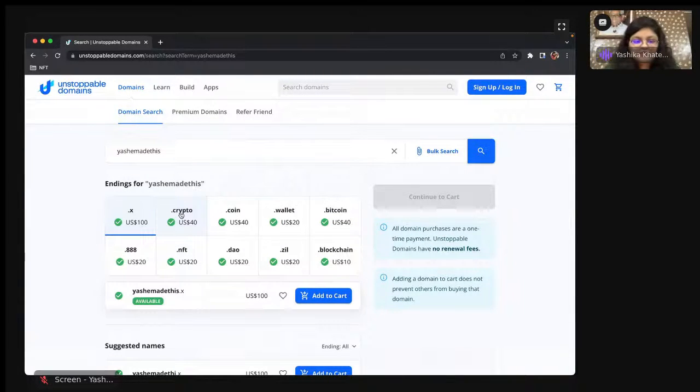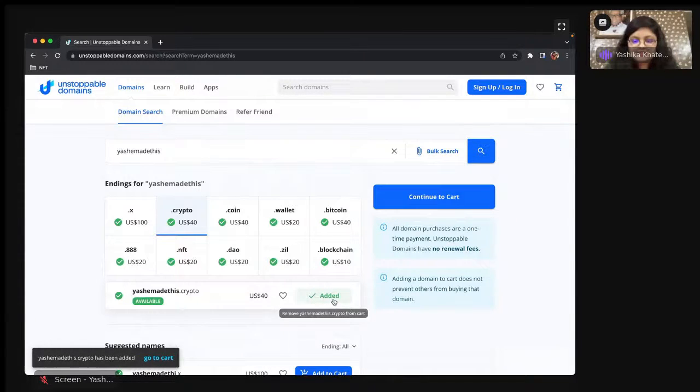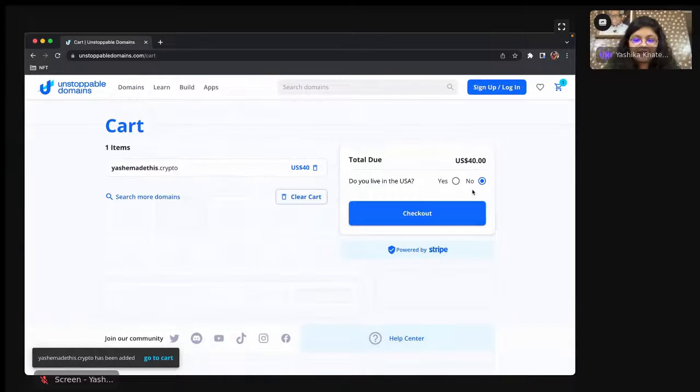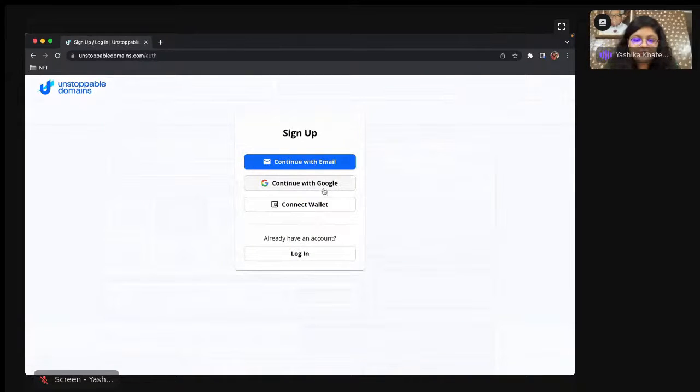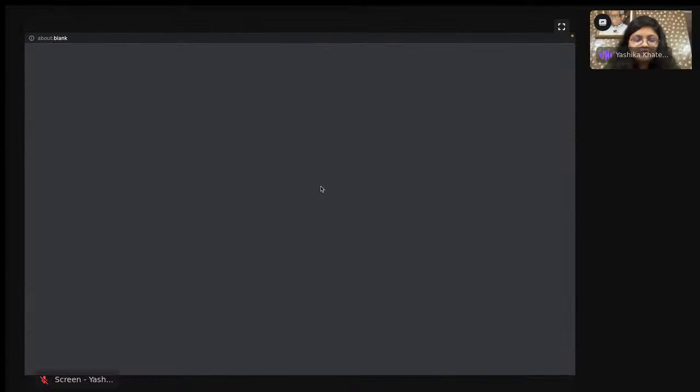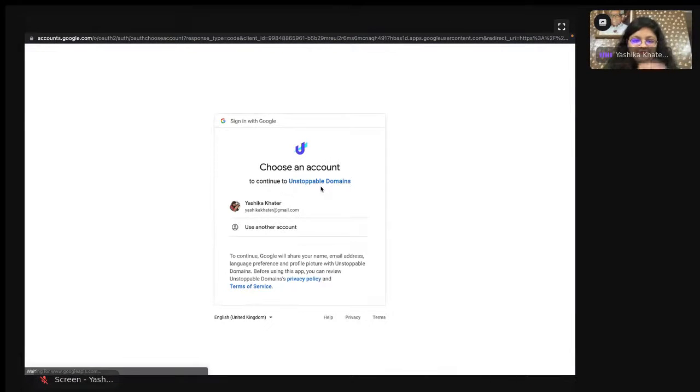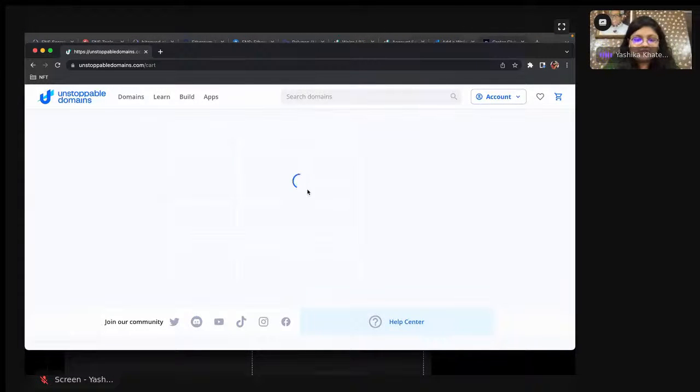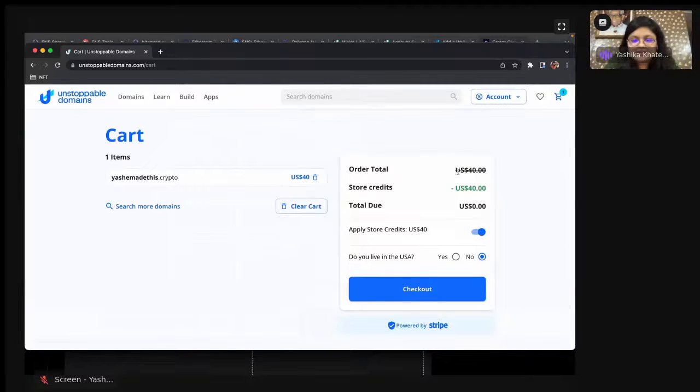But as of now, we know that we want to create a .crypto and it's going to charge me $40 for that. Okay, cool, no problem. So let's add this to cart, and it is added. I will continue to cart, and total due is $40. Oh, sorry, I did not even log in. I'll continue with Google because I had signed up using my email ID. So I will log in, and that's when it will realize that I have a store credit of $40. So basically, I have to pay nothing for it, and I get this technically for free.